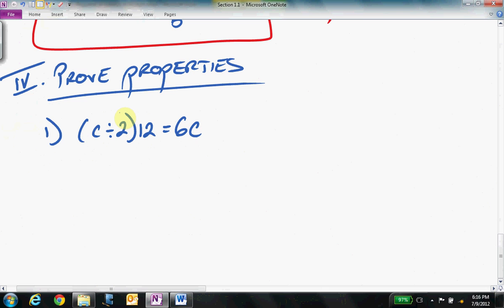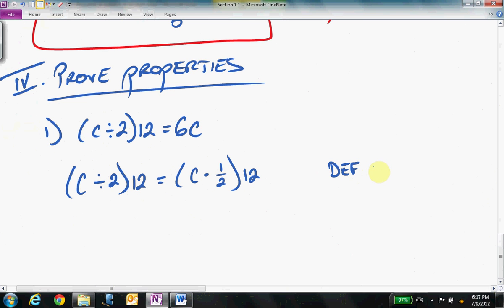So our first step is going to be to use the definition of division. I'm going to rewrite the left side of this equation, and I'm going to apply the definition of division on the right side. So instead of c divided by 2, I'm going to say c times its reciprocal, 1/2. And I'm going to label what we just did: definition of division.